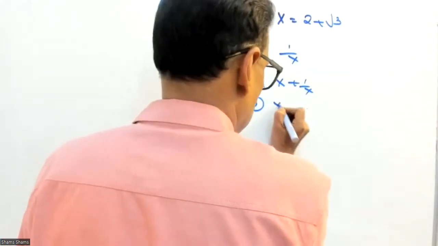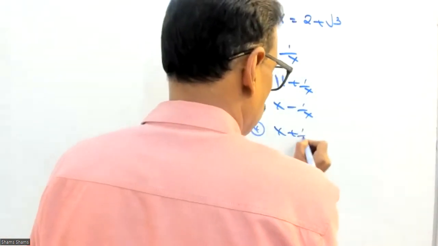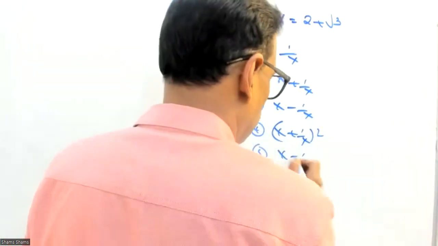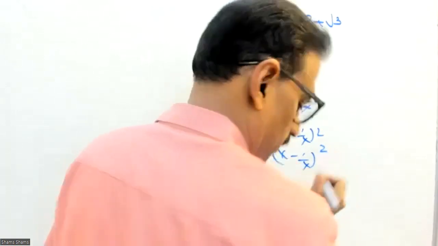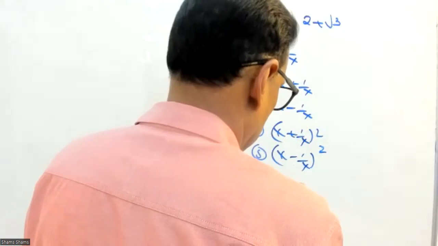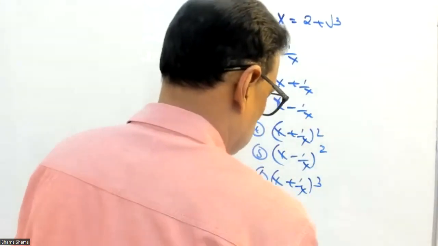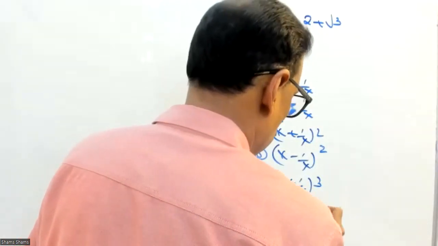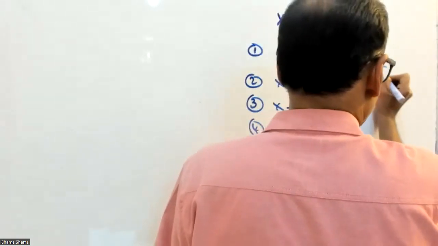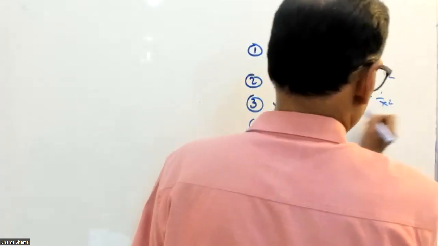3, x minus 1 by x. 4, x plus 1 by x whole square. 5, x minus 1 by x whole square. 6, x plus 1 by x whole cube. 7, x minus 1 by x whole cube. 8, x square plus 1 by x square. 9, x square minus 1 by x square.